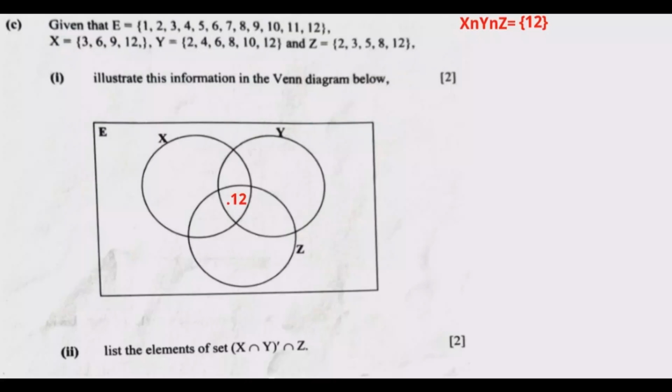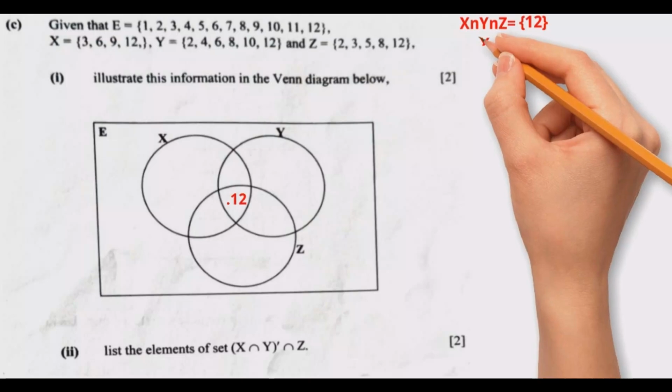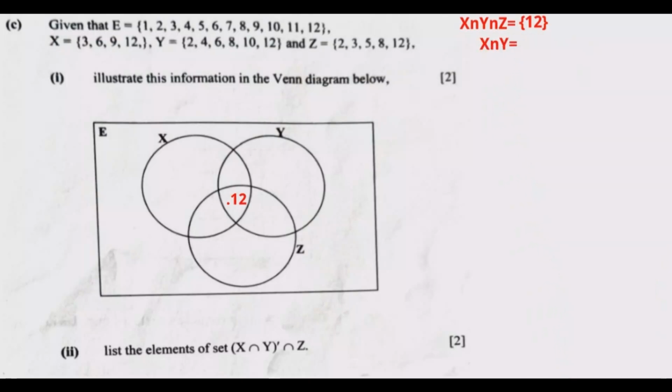Then we come to the next part. We are going to find other elements. Now let's find elements that are found at least in two sets. So let's start with x intersection y. Which elements are found in x and y?